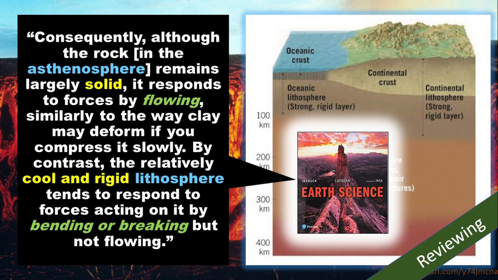And remember, we actually even highlighted this exact sentence in the book, and I think it bears remembering again, where we said that although the rock in the asthenosphere is largely solid, it responds to any forces acting on it by flowing. In contrast, the relatively cold and rigid lithosphere responds to forces by bending or breaking. So we have this very strong, brittle, hard outer layer to the Earth, the lithosphere, with a firm but movable layer below it, the asthenosphere.